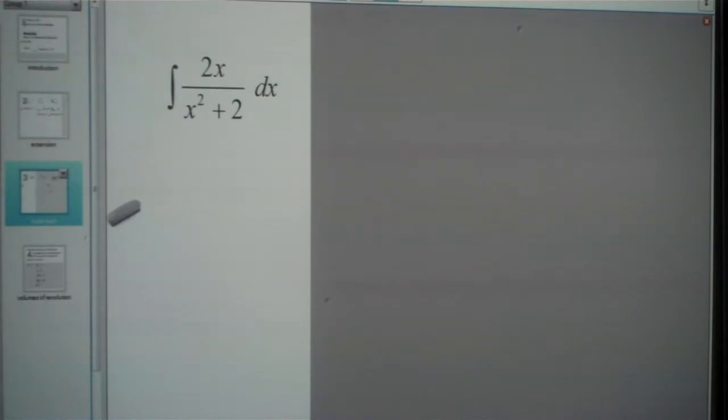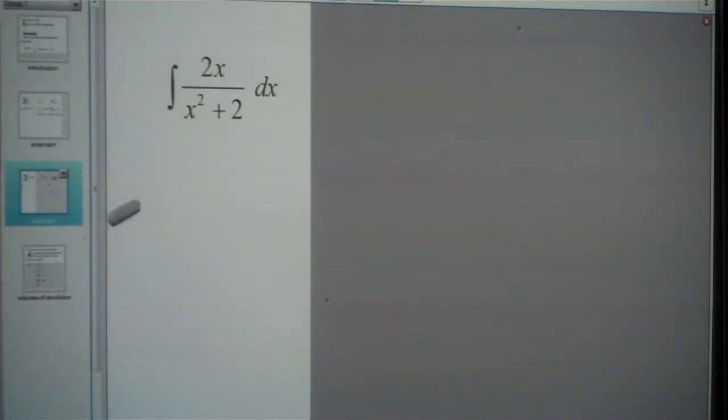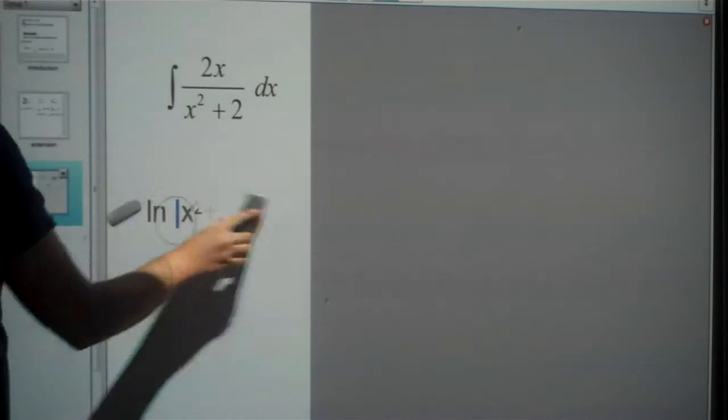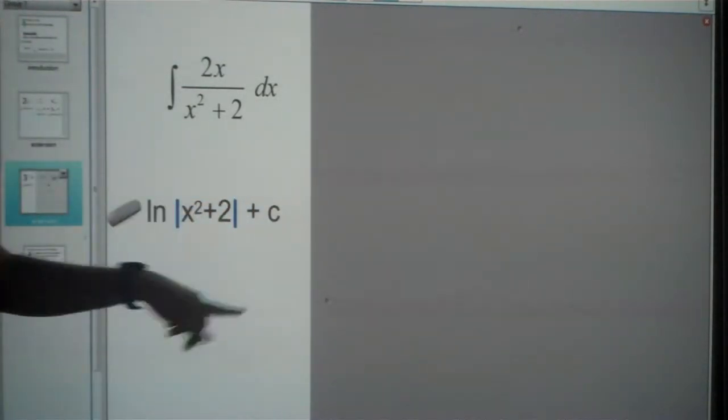Okay, this time, let's take a little look at this. If we differentiate this, differential of x squared is 2x, differential of 2 is 0, so 2x plus 0 is 2x. So perfect, the top is the differential of the bottom, so I can just say it's the ln of the bottom plus c. And don't forget the absolute value lines.